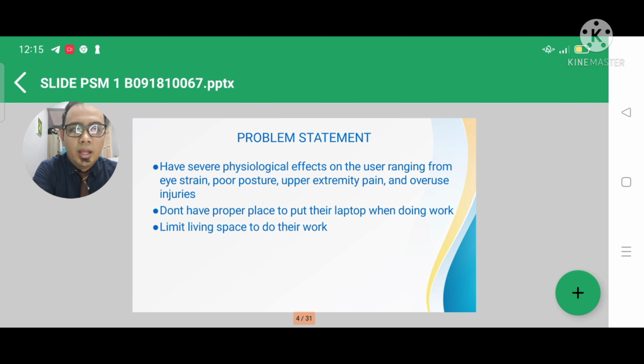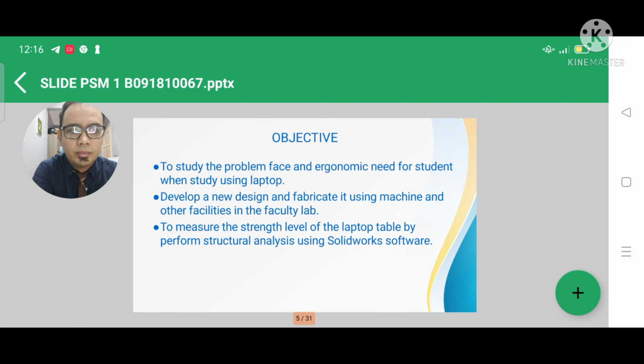Problem statement: there are several physiological effects on the user, ranging from eye strain, poor posture, upper extremity pain, and overuse injuries. They don't have a proper place to put their laptop when doing work. Limited living space to do their work.